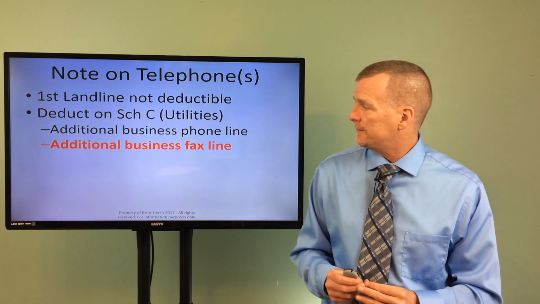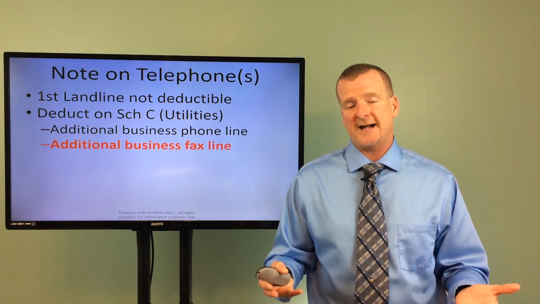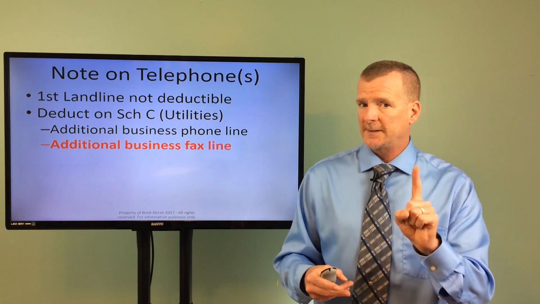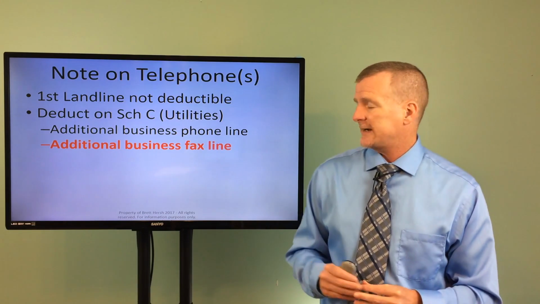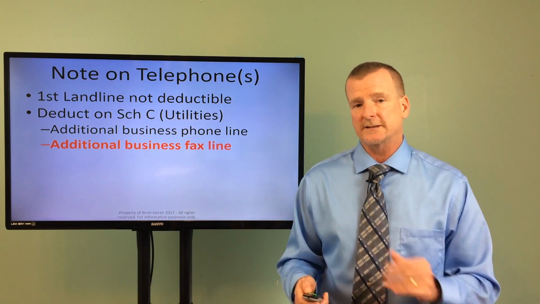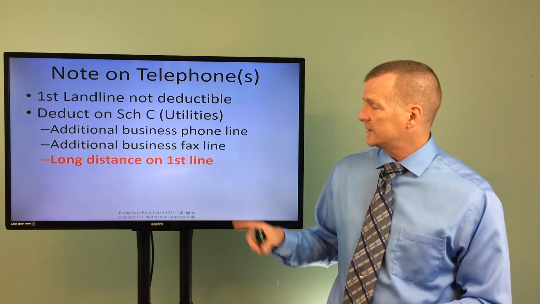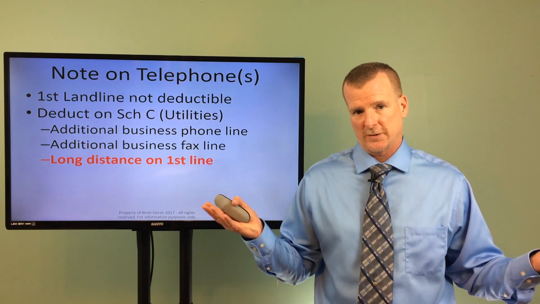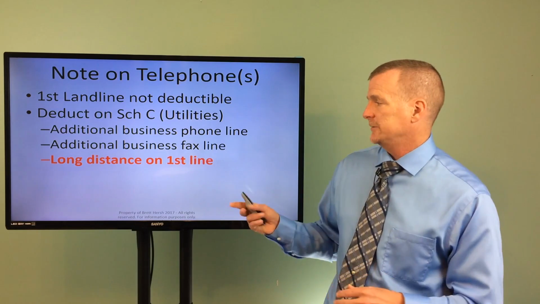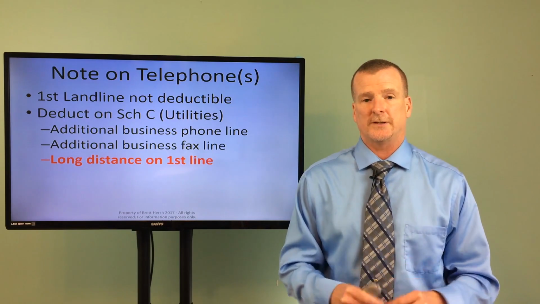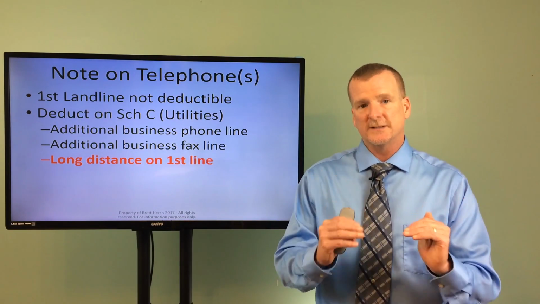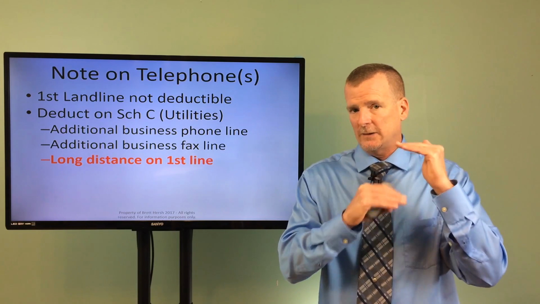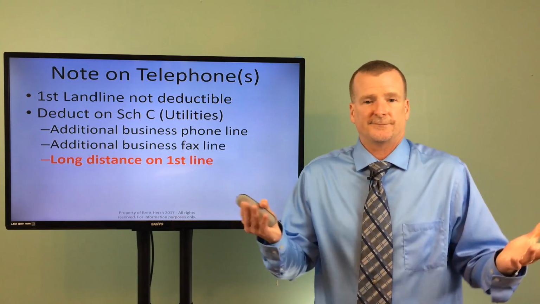So additional business line, let's say you have an additional dedicated fax line in addition to your first line coming in, a business fax line would be deductible. Don't forget to deduct that on Schedule C. Long distance on the first line is so rare anymore with cell phones because you usually have an all-inclusive plan on your cell phone. But if you do have long distance on your home line and you can prove it's for business, that would be a deduction. And you actually can deduct all of that long distance if you have it.